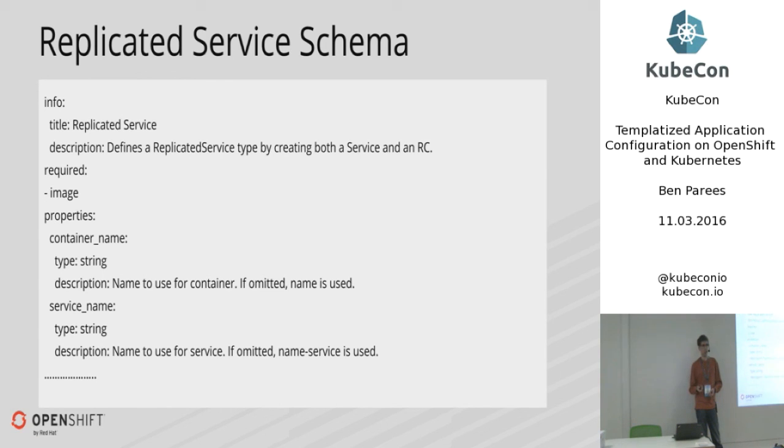So now we're drilling down into the replicated service definition, which was referenced previously. So again, we have a schema for that defined, a description of it, some properties. In this case, it takes the container name, which we saw we were passing from the upper layers down. What container are we running in the pods that are created by this replicated service? And also the service name that's going to front that thing.